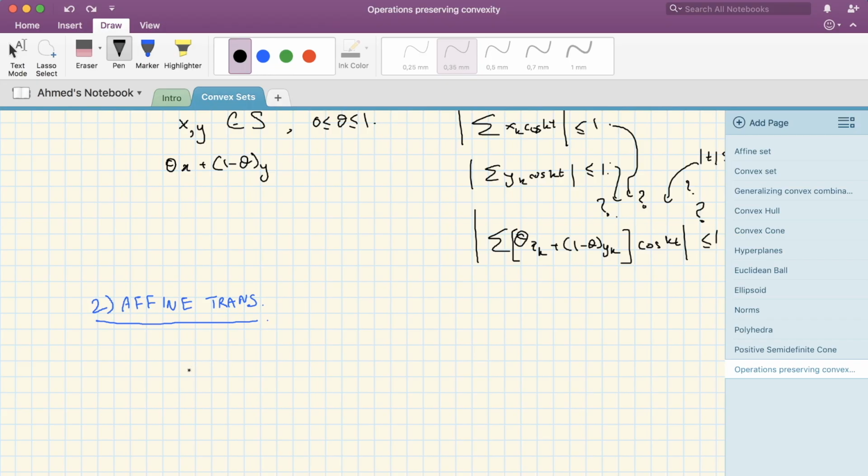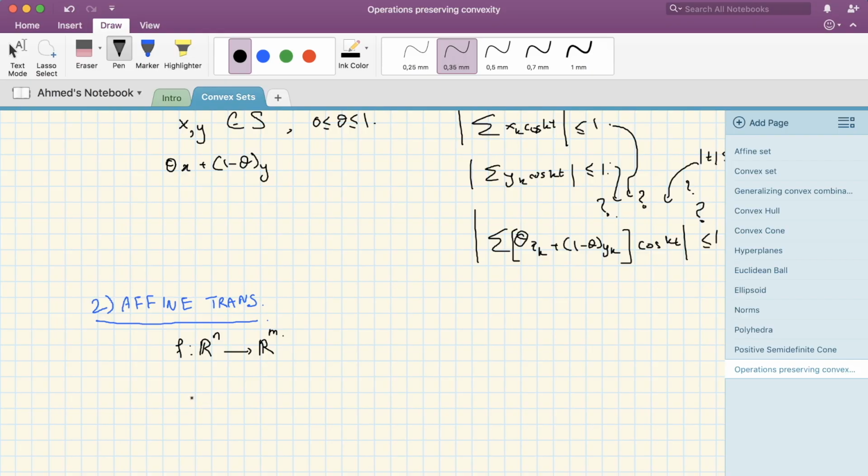Now let's talk about another type of operation that you can do between convex sets and the result turns out to be convex. So we're going to talk about affine transformations. Now with that being said, what is an affine function first of all? So we need to define something called an affine function. Well, it's a function that goes from n dimensions towards m dimensions, right? So it takes a vector x of size n and it returns a vector of size m.